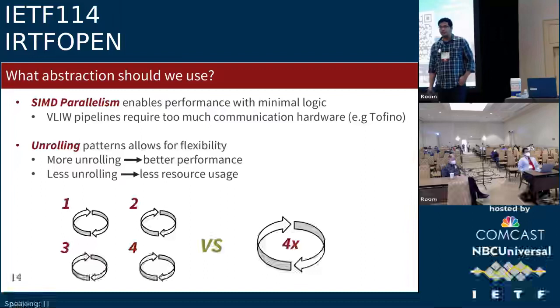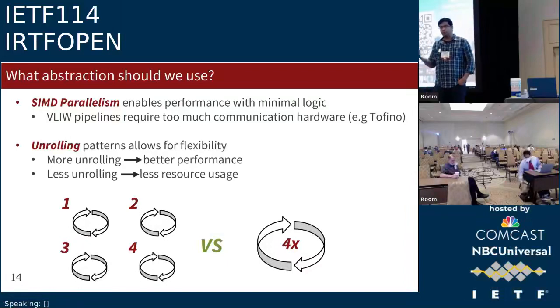The other advantage of the MapReduce pattern comes from the kind of performance that it enables. Primarily, it's from the SIMD parallelism, so it's same instruction, multiple data. We can get a lot of performance out of the parallelism with minimal logic. This is as opposed to what you might find in a typical Tofino pipeline, where they have VLIW pipelines, which give you much more flexibility. But the cost is that there's a lot of logic needed for the communication hardware, and that ends up taking up a lot of the overall on-chip area.